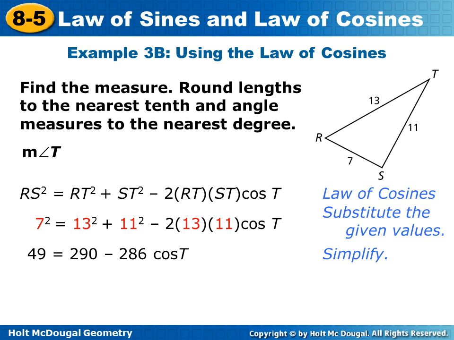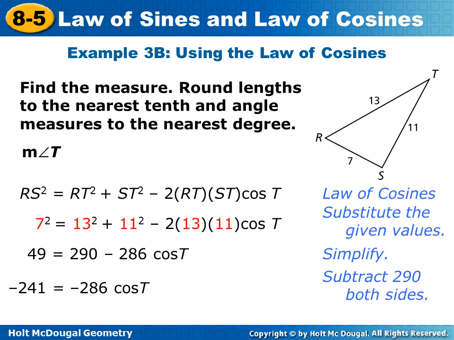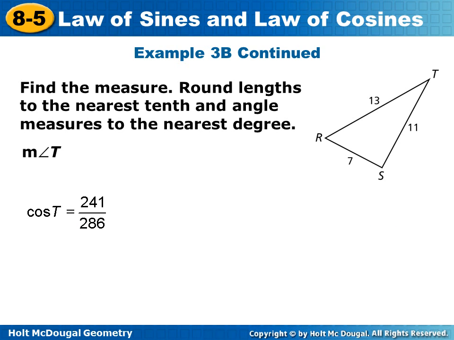T. The most common mistake here is to take 290 minus 286 and then divide that to the other side. In order to do the steps properly, you have to subtract 290 from both sides and then divide by negative 286. You can't put those together until the end. Now that we divide by that, we get cosine of T equals 241 over 286.